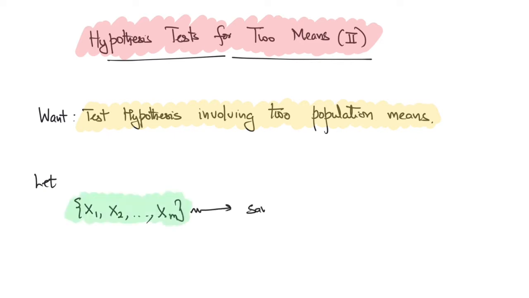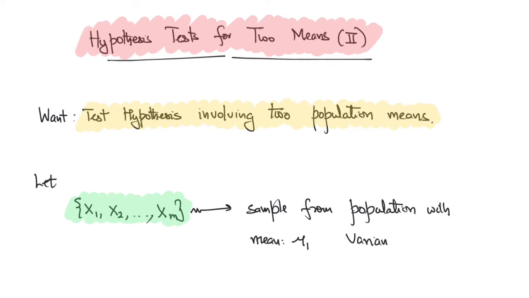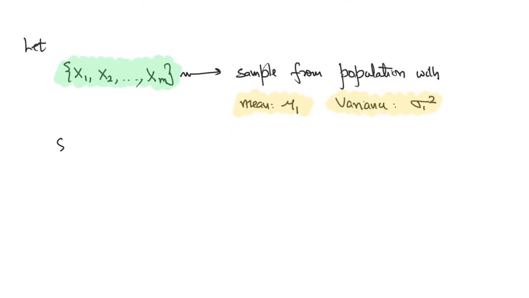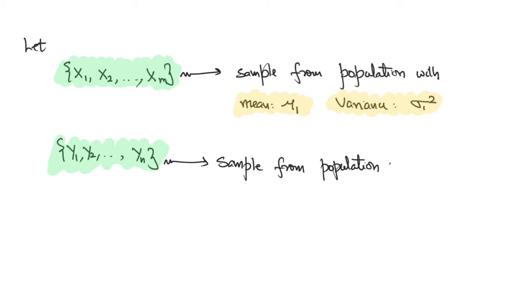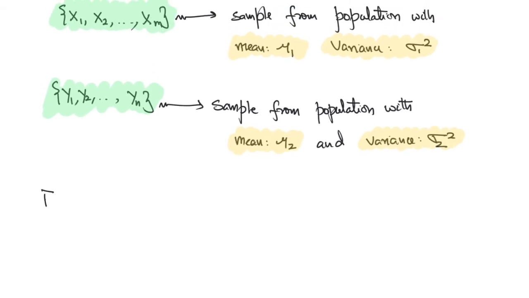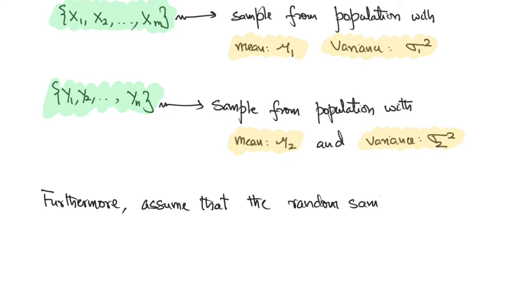x1 through xm, which is coming from a population with mean mu1 and variance sigma 1 squared. And we will have another random sample, y1, y2 up through yn, which is coming from a population with mean mu2 and variance sigma 2 squared. Furthermore, we will assume that the random samples x and y are independent of each other.